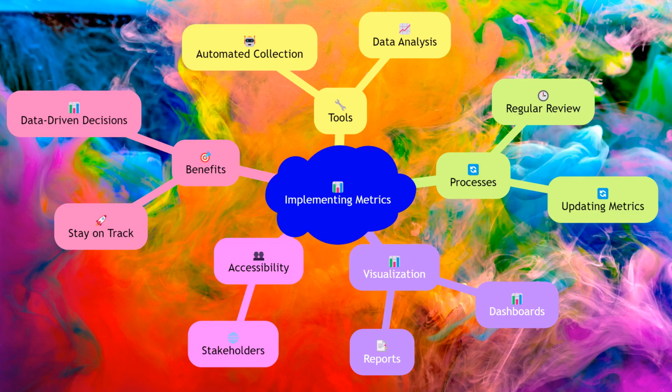Implementing metrics requires the right tools and processes. Teams should use automated tools to collect and analyze data, ensuring that metrics are accurate and up-to-date. It's also important to establish a process for regularly reviewing and updating metrics to ensure they remain relevant. Teams should create dashboards and reports to visualize metrics and make them easily accessible to all stakeholders. Regularly reviewing metrics helps teams stay on track and make data-driven decisions.